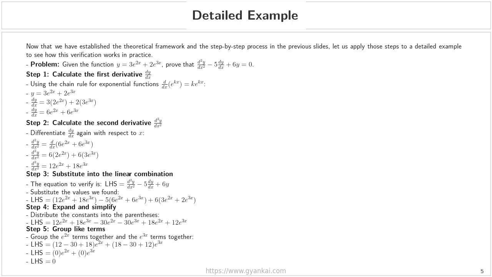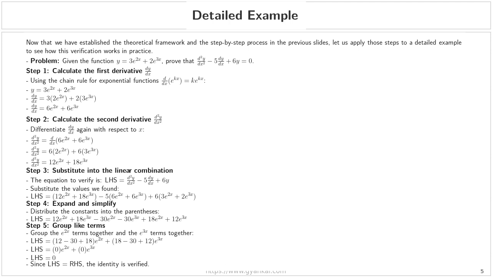Finally, in step 5, we group the like terms to find the final result. We group all terms containing e to the power of 2x together and all terms containing e to the power of 3x together. This results in the quantity 12 minus 30 plus 18, multiplied by e to the power of 2x, and the quantity 18 minus 30 plus 12, multiplied by e to the power of 3x. Both of these coefficients simplify to 0. Therefore, we have 0e to the power of 2x plus 0e to the power of 3x, which equals 0. Since the left-hand side equals the right-hand side, the identity is verified.